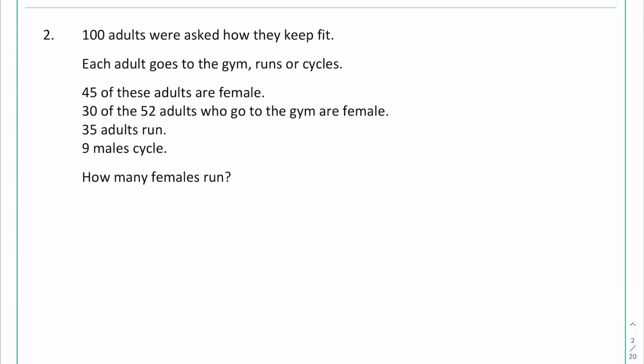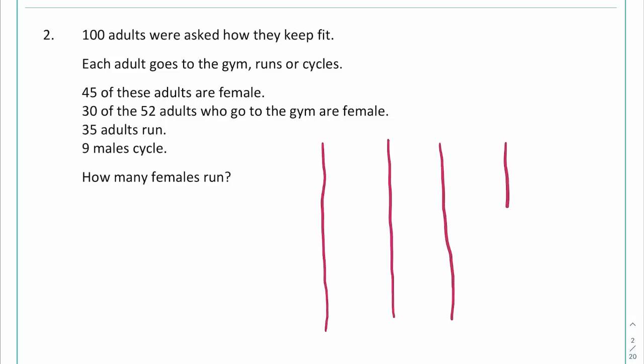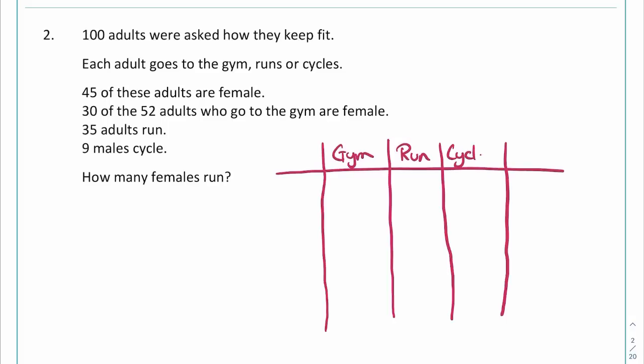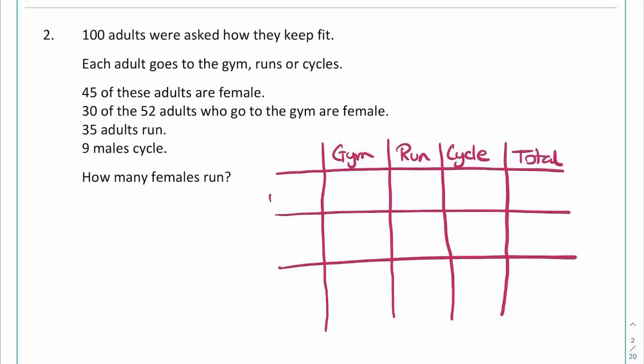So this sort of question here, straight away when you look at it, you know it's going to be a two-way table or a frequency tree. So I always like to go for a two-way table, and let's just see what things we've got. We've got 100 adults were asked whether they go to the gym, run or cycle. So we're going to need 3 for that and a total column at the end. So let's go with gym, run and cycle in the order that it's written, and then we've got a total. And then we've got, let's have a look, males, females, and then a total.